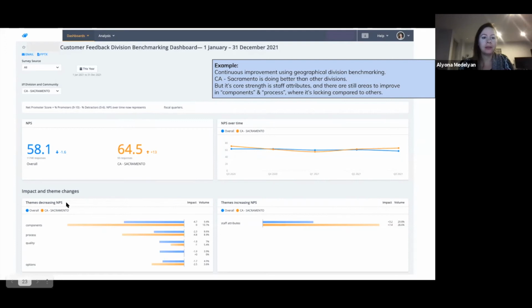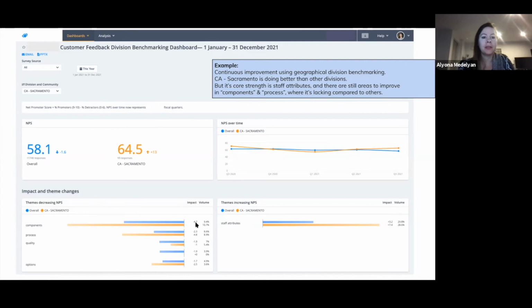And looking specifically into what's driving that NPS, Thematic can tell that the number one thing is staff attributes. So staff who work at this particular division are commented on more in NPS reviews than staff that work in other divisions. But at the same time, we also see the opportunity. So the specific themes are redacted here, but you can see that there's something about components and processes and options where this particular division has roughly the same number of reviews, but the impact is more negative.